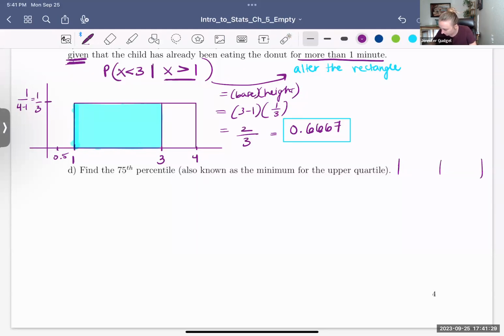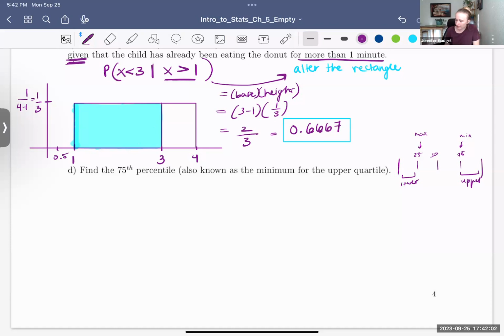we had 25, 50, 75. So that's our lower quartile. And that's the max for the lower quartile. This is our upper quartile. And that's the minimum for the upper quartile. All right, so just kind of give you a little bit of extra there.